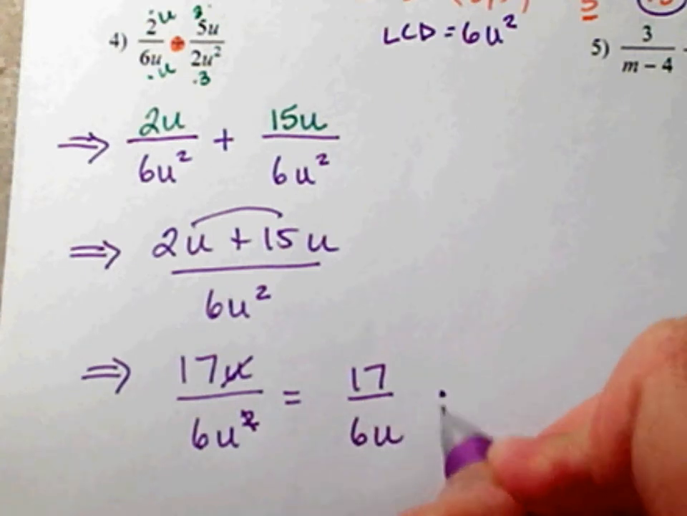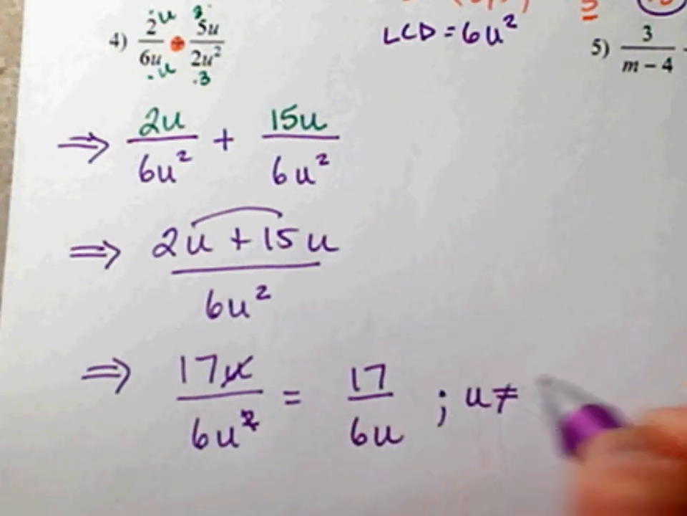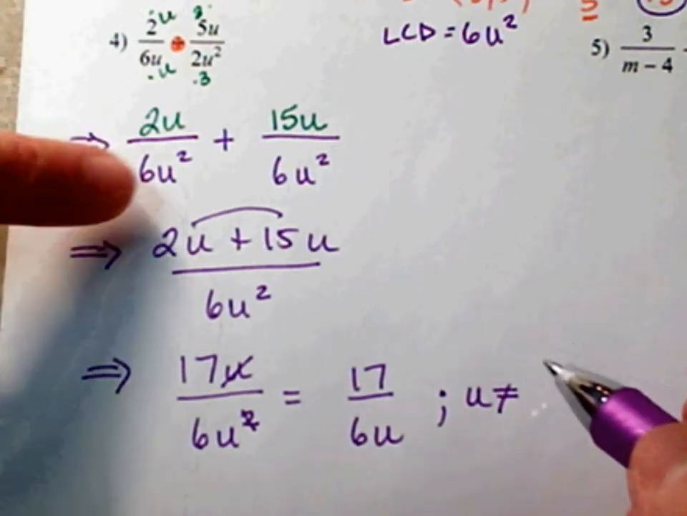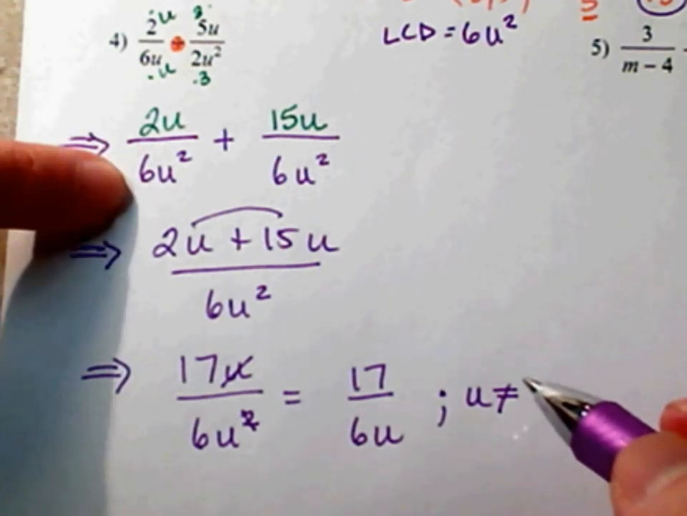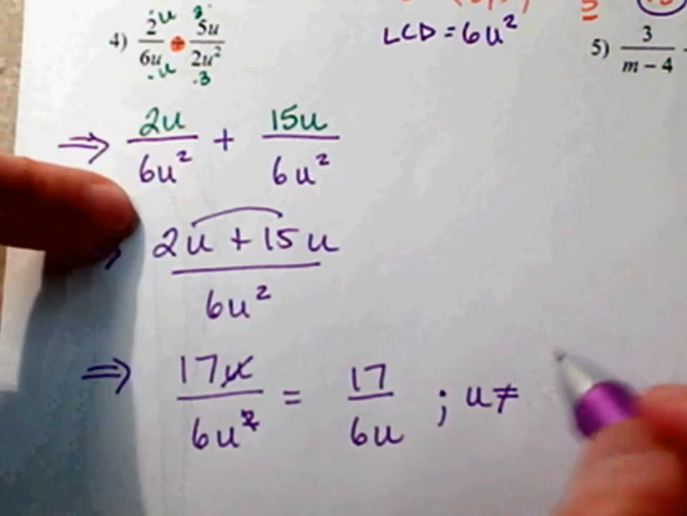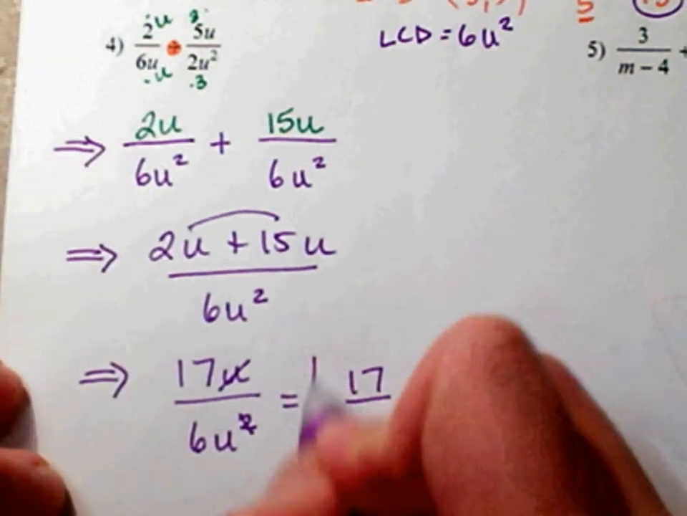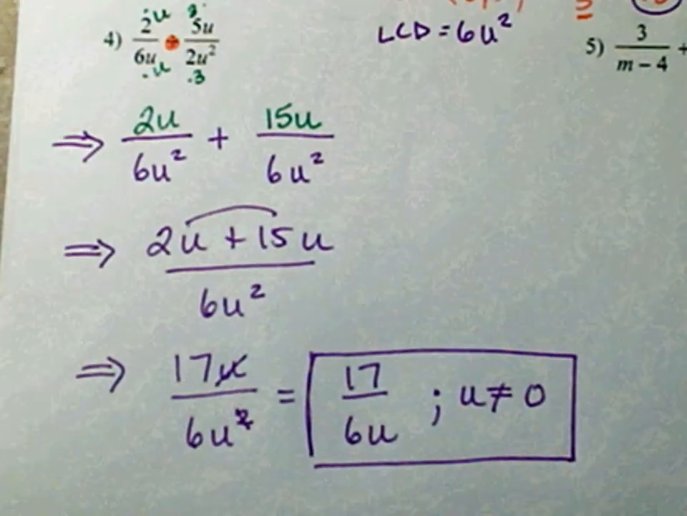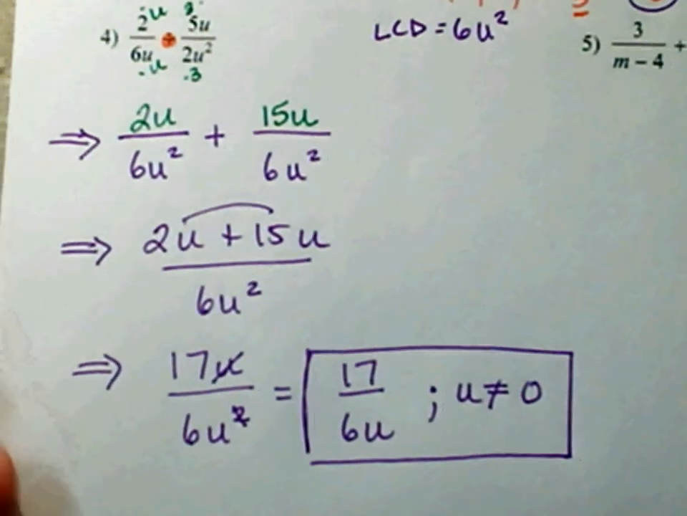And what can u not be? Take a look at your LCD, your least common denominator. What can you not have? A 0. 6 times 0. So there you have your solution for number 4. Number 5. Okay?